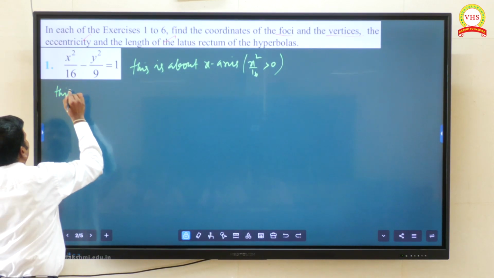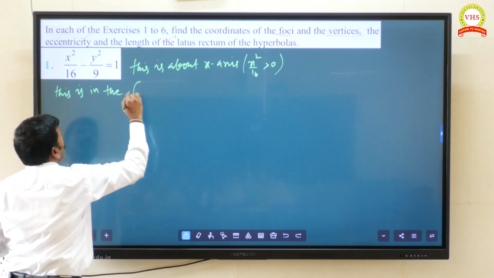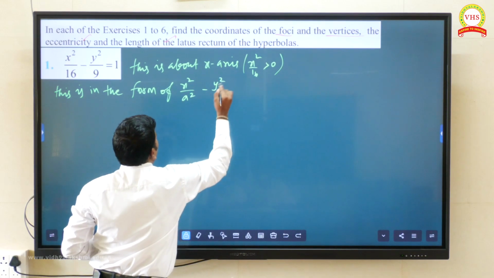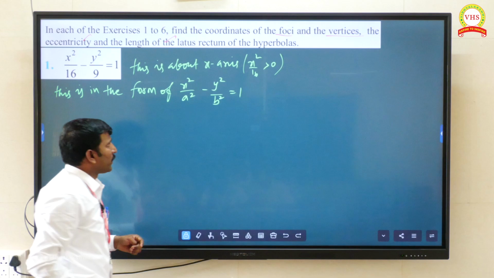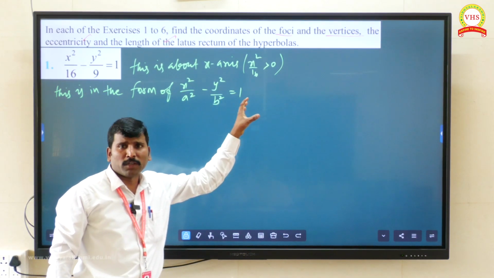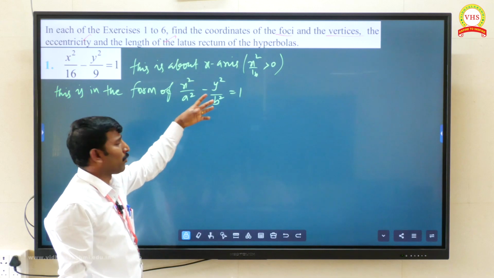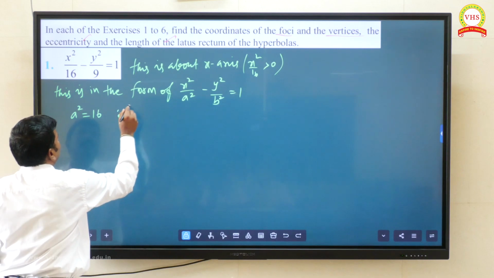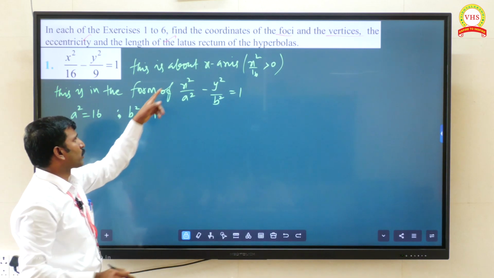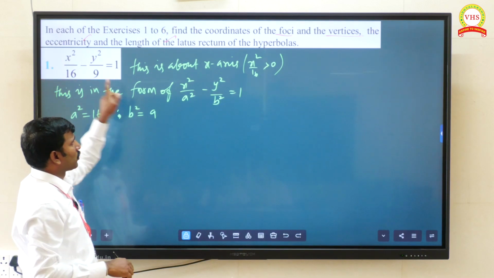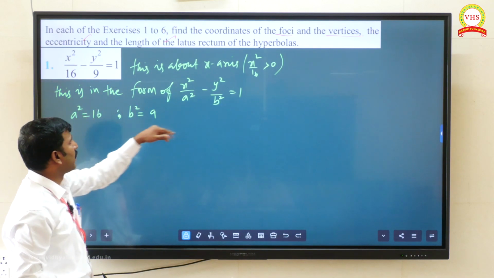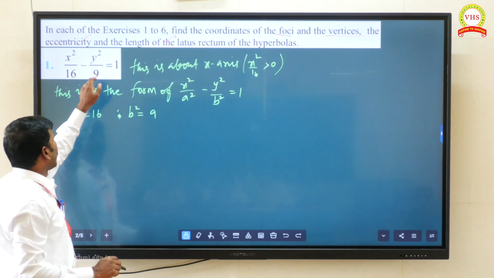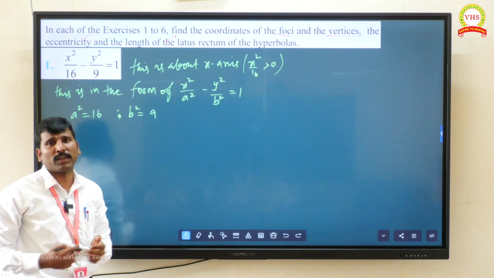Now, this is in the form of x square by a square minus y square by b square equal to 1. When you compare the given equation with the general form of the hyperbola, you will get a square equal to 16 and b square equal to 9. X square by a square means x square by 16, so instead of a square there is 16, so a square is 16. Like that minus y square by b square, here also minus y square by 9, so instead of b square we have 9, so b square is 9. Like that we are completing.